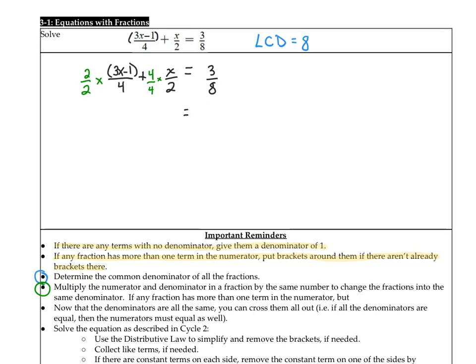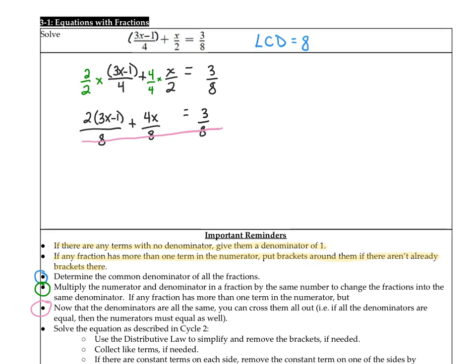So now when you write that out, in the first term, you've got in the numerator 2 times bracket 3x minus 1, and the denominator is now 8. In the second term, the numerator is now 4 times x, which is 4x, and that's over 8. And on the right side, it still stays 3 over 8. Then it says, now that the denominators are the same, you can cross them all out. As soon as all of the denominators are the same, you can just cross them all out.